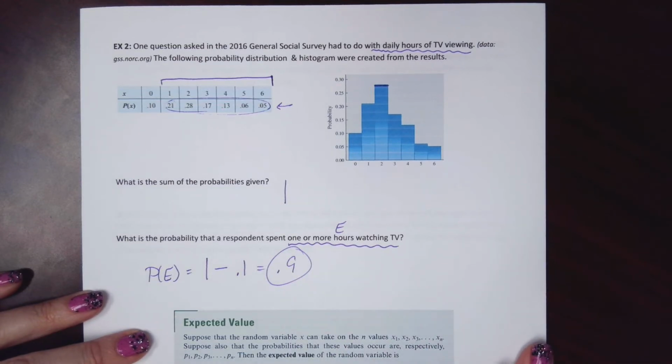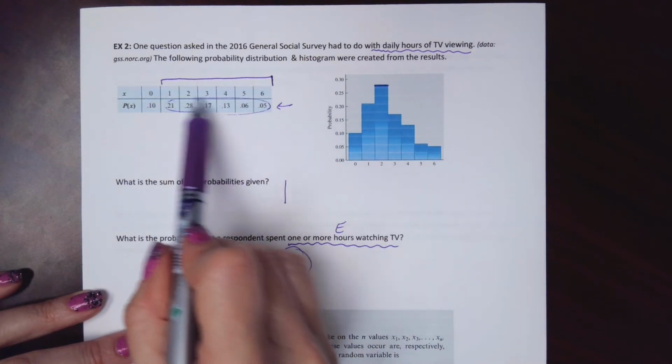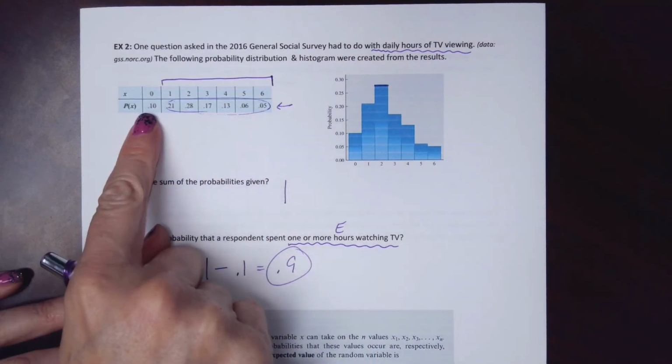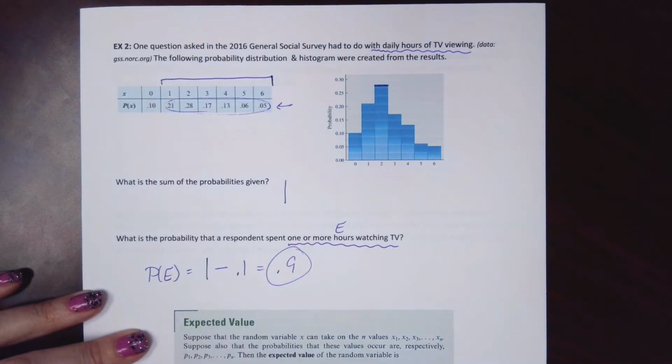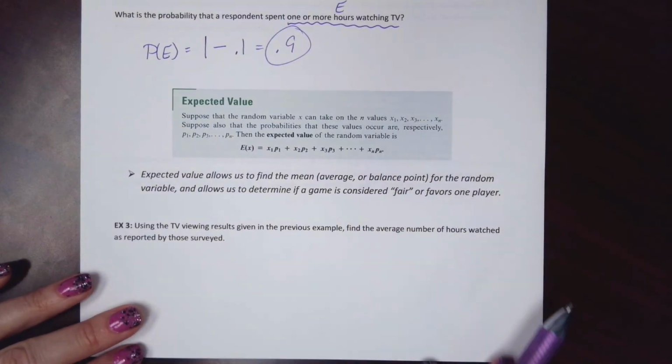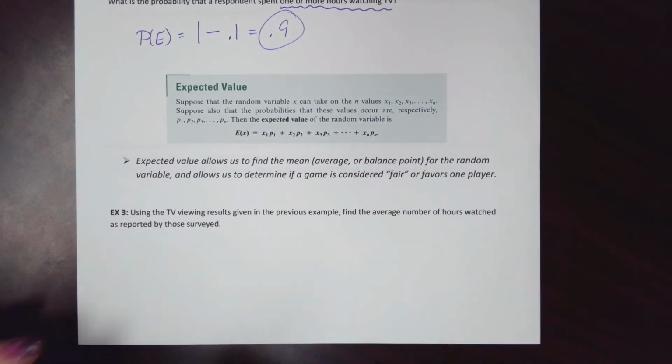So I used the complement. This is the event I'm interested in. This is everything else. It's easier for me to figure out the complement, that everything else part, and just subtract it from 1. Okay, expected value.